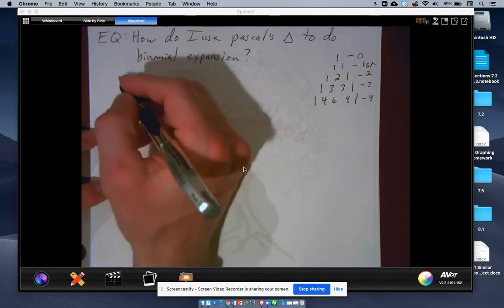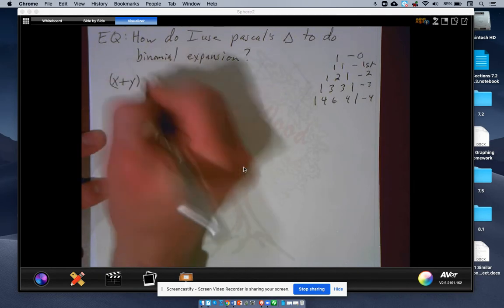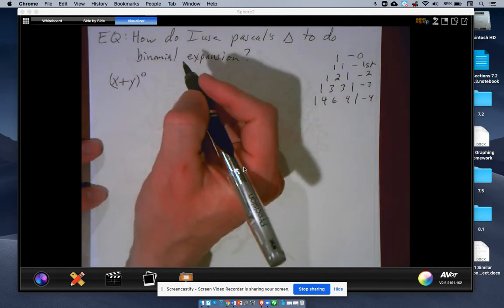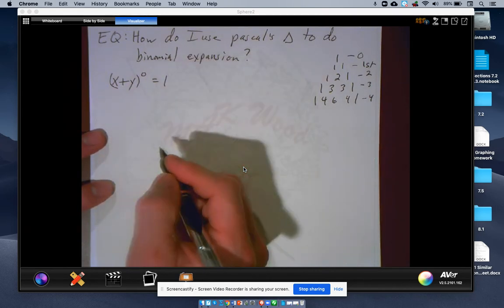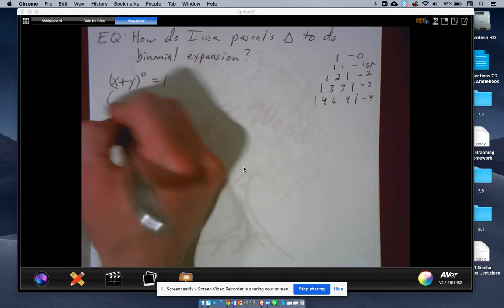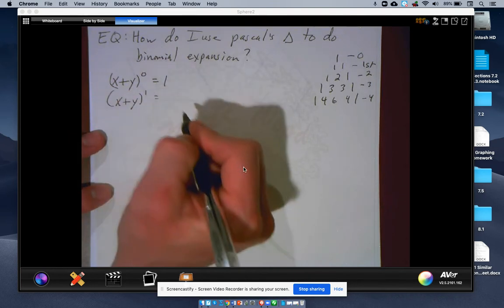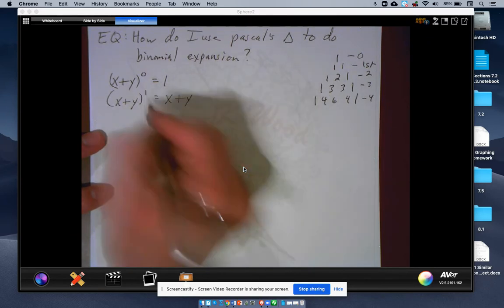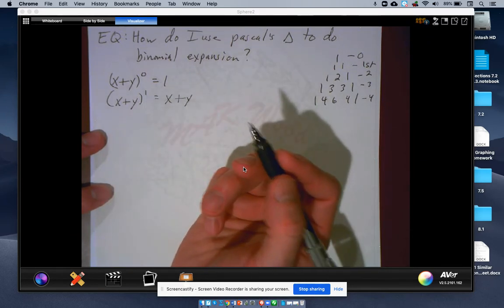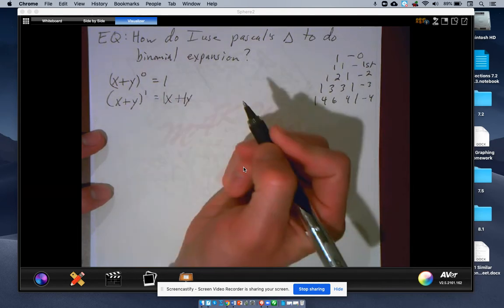Many, many years ago, you guys learned how to do this. X plus y to the 0 power. Oh, Mr. Manor, anything to the 0 power, that is 1. You are correct. X plus y to the first power. All right, well, that just equals x plus y. We don't even need to put parentheses or the first power or anything like that. So basically, 1x plus 1y.